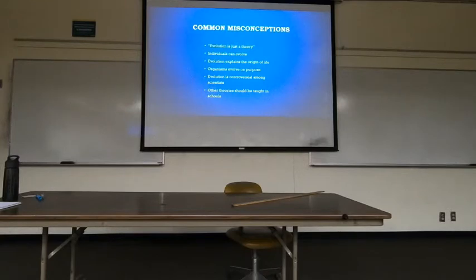Another being that evolution is supposed to explain the origin of life. So people will try to discredit evolution by saying, well, it doesn't accurately explain where life came from, so obviously it's wrong. It's not supposed to explain where life came from. It's only supposed to explain how life has changed throughout its history since it came from wherever it came from. Also, that organisms evolve on purpose. That's obviously not the case. It's just a result of happenstance.